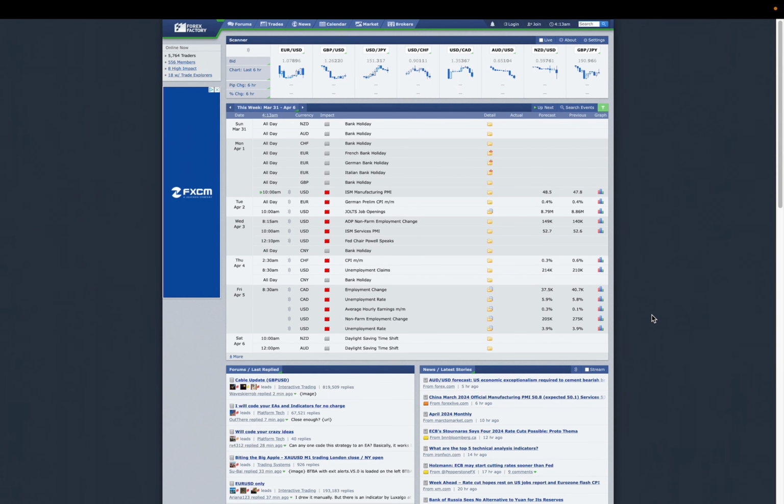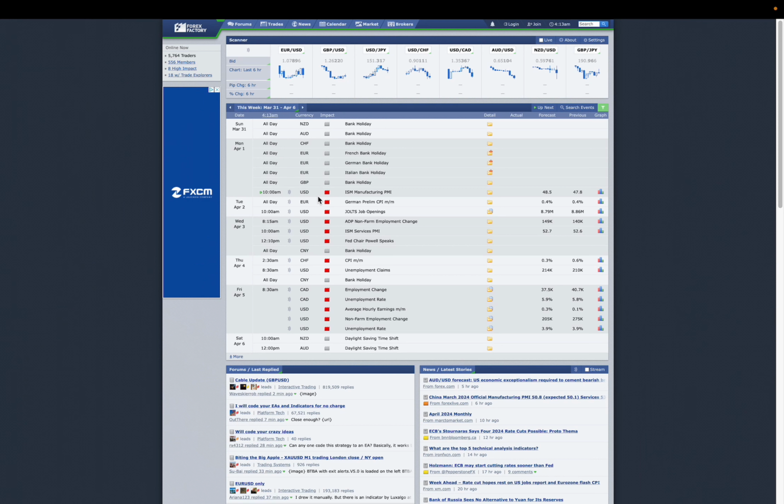Something that stands out is all the gray folders. Gray folders are the bank holidays. We have one on the Monday, April 1st. Like all of Europe has bank holidays, so European pairs are probably going to consolidate. But we have a USD red folder at 10. So it could be interesting because you can have a consolidating European pair, for example Euro or GBP, but you can have a strong or weak USD, so the pairs can move on a bank holiday.